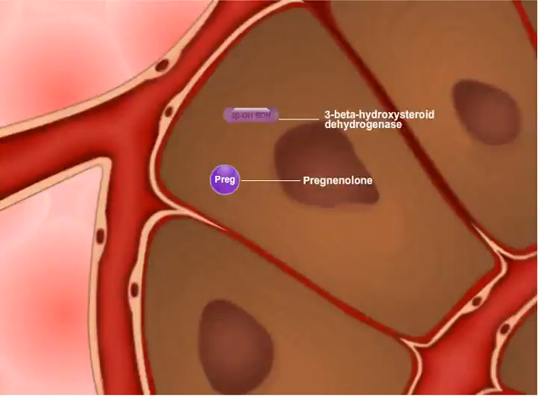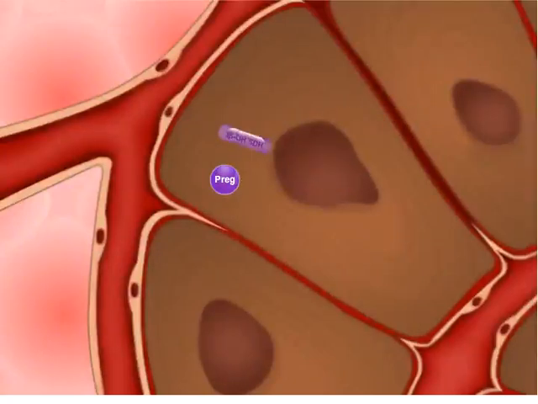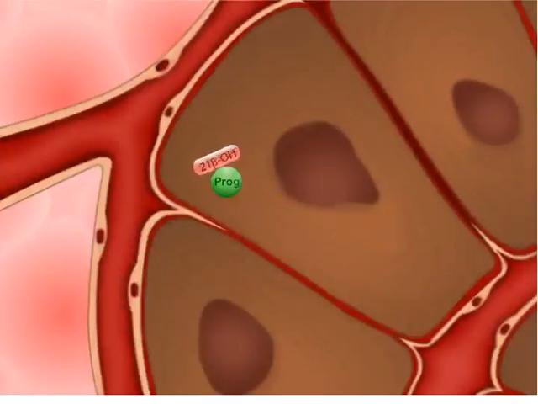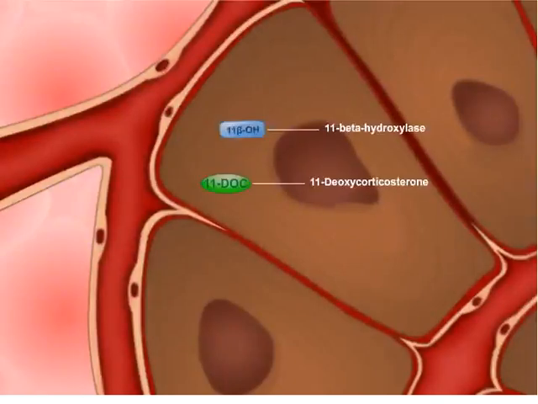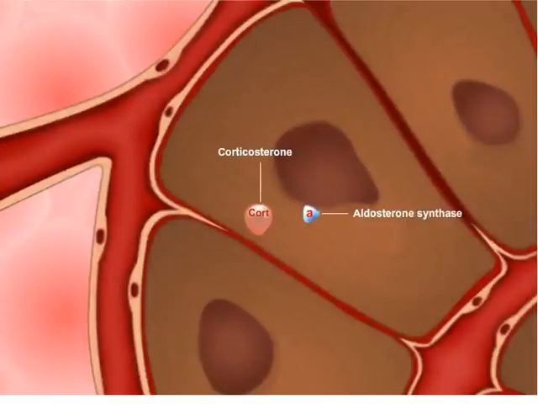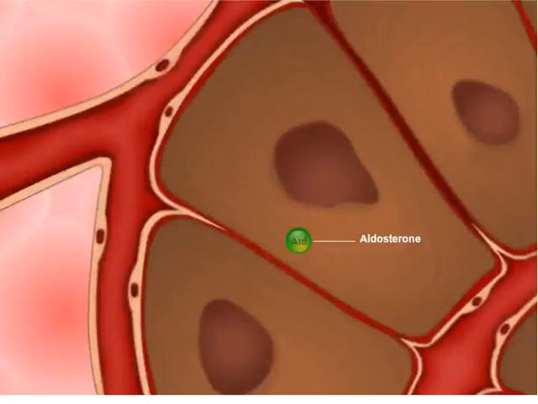3-beta-hydroxysteroid dehydrogenase converts pregnenolone to progesterone. Next, 21-beta-hydroxylase converts progesterone into 11-deoxycorticosterone, or 11-DOC. Then, 11-beta-hydroxylase converts 11-deoxycorticosterone into corticosterone. Aldosterone synthase then converts corticosterone to aldosterone.